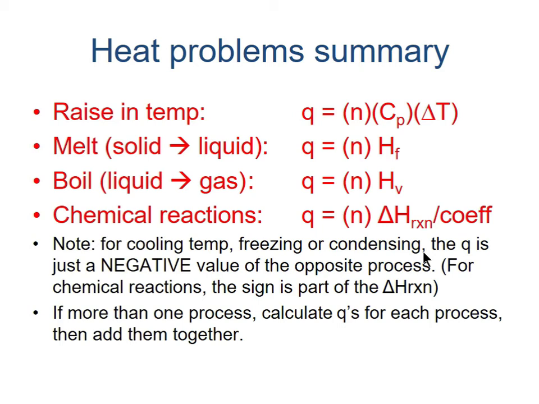Now you notice that I don't have equations listed for decreasing in temperature or for freezing or for condensing, and that's because cooling is just the negative energy process of raising temperature, and freezing and condensing are just the negative energy process of melting and boiling. So I would simply adjust those equations by putting a negative sign in front. In chemical reactions, the sign of whether it's increasing or decreasing is built into the delta H of reaction. And if I have more than one process going on, I can calculate the heat for each process and add them together.